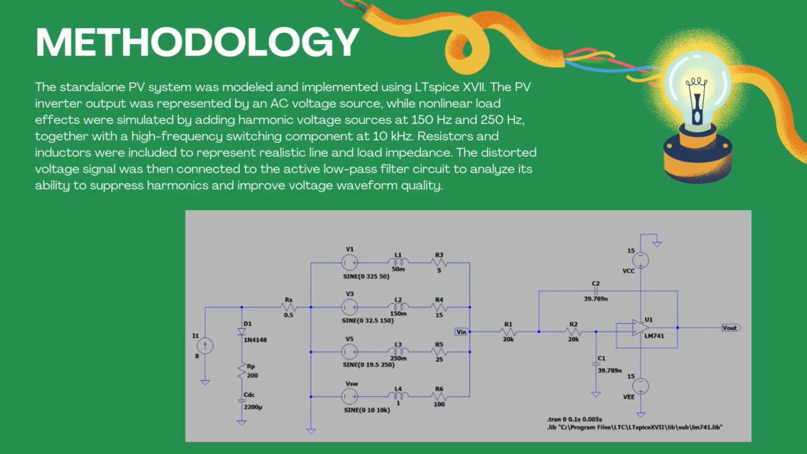The circuit was implemented using LTspice. The PV inverter output was modeled as an AC voltage source. To simulate nonlinear load effects, harmonic voltage sources at 150 Hz and 250 Hz were added, along with a 10 kHz switching component. Resistors and inductors were used to represent line and load impedance. This distorted voltage was then applied to the active low-pass filter circuit to analyze its harmonic suppression performance.